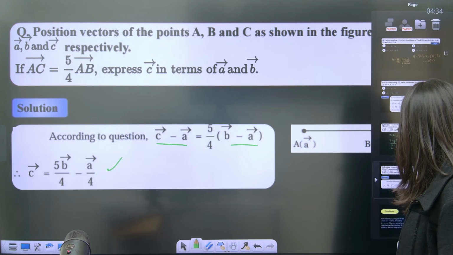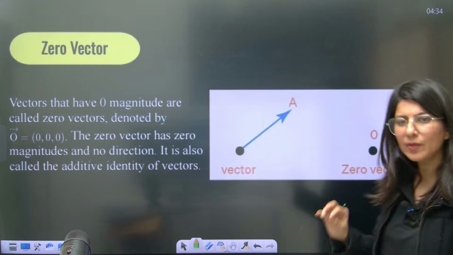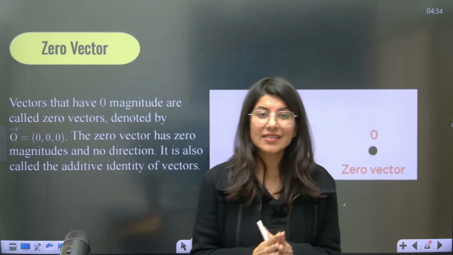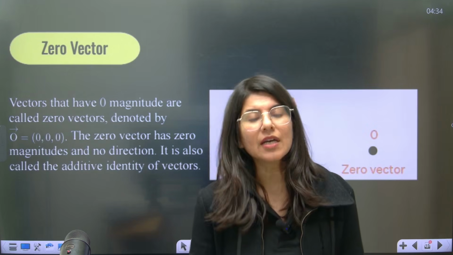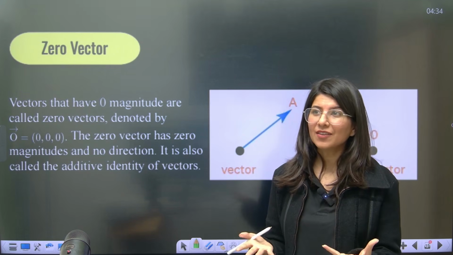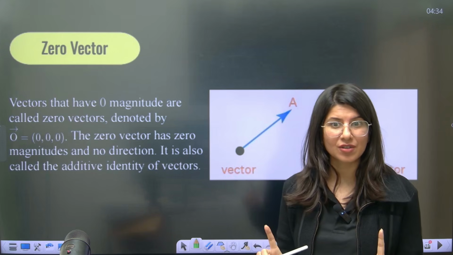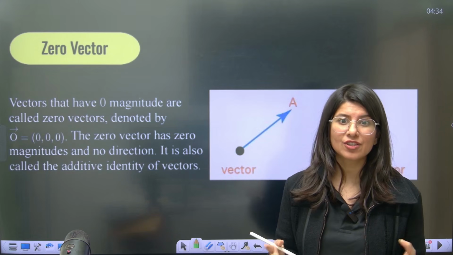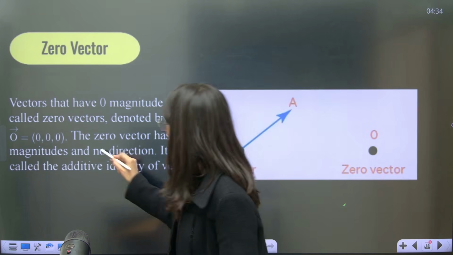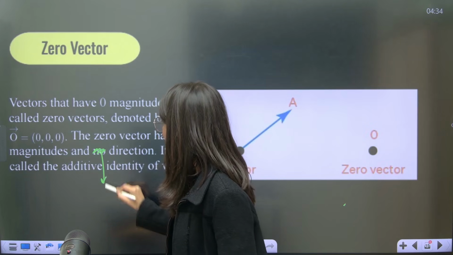Well done. Now a couple of definitions of vectors you must know. Number one is the zero vector. What is a zero vector? A zero vector is that vector which has zero magnitude, but it has a direction. It has any direction.